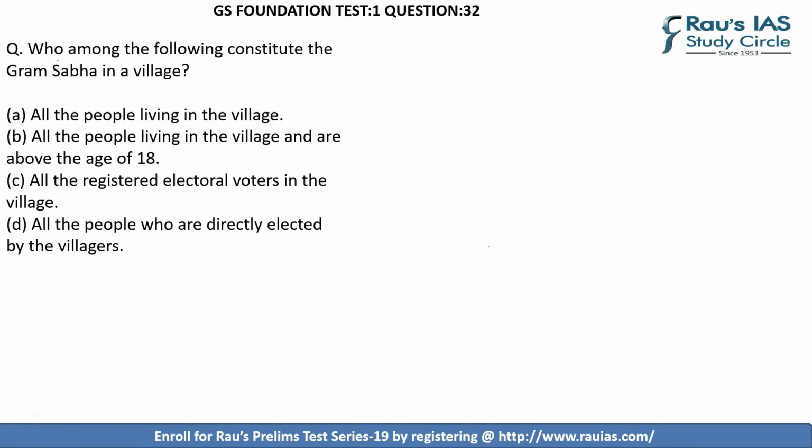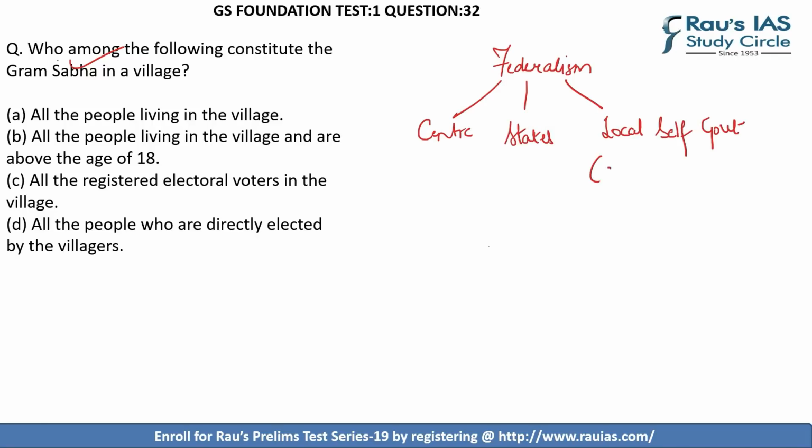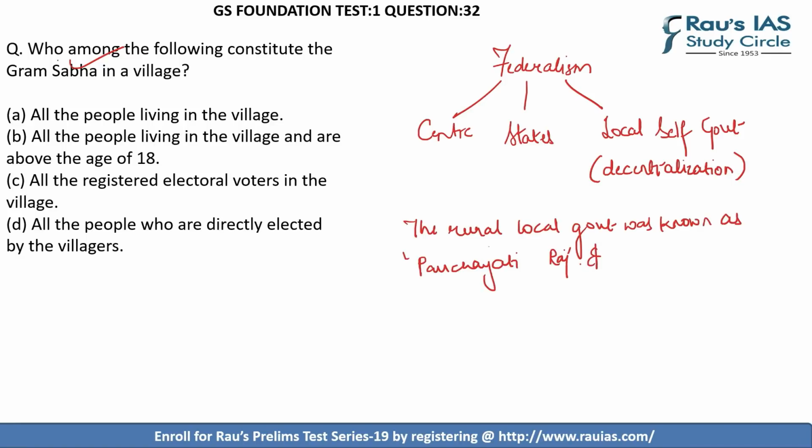Question number 32 reads: who among the following constitute the Gram Sabha in a village? Now, under federalism, power is divided between center and states. However, due to the vastness of India, a third tier was added which is known as the local self-government, which was guided by the principle of decentralization. Also, the rural local self-government was known as Panchayati Raj and Gram Sabha is a part of Panchayati Raj.